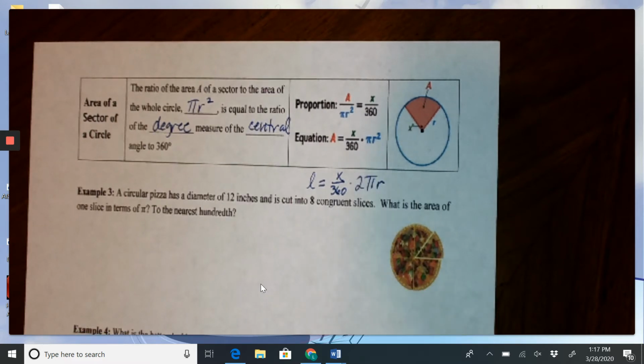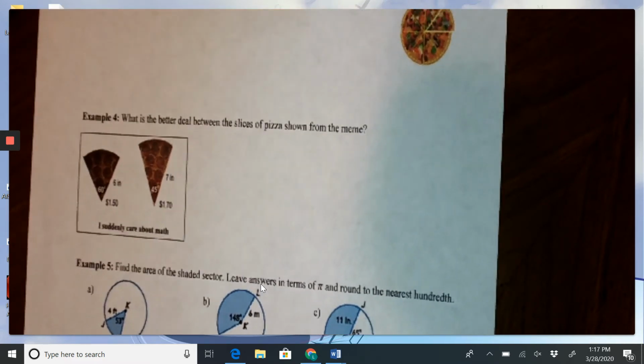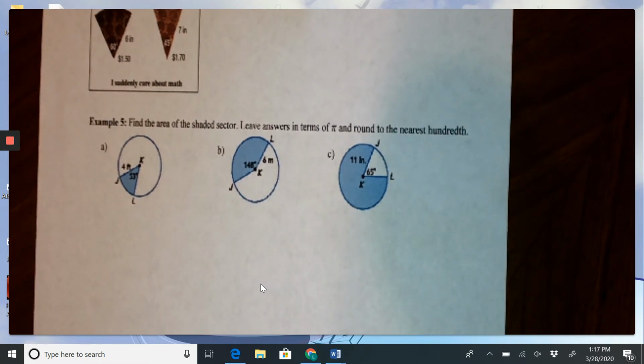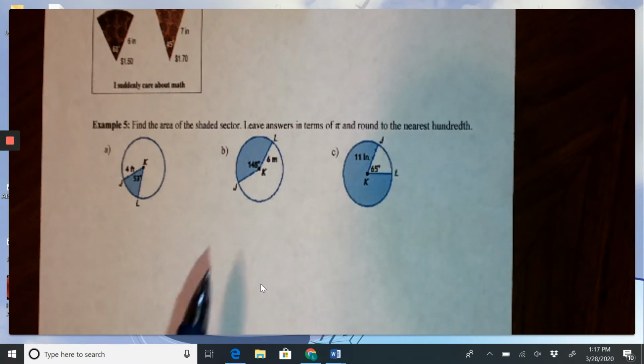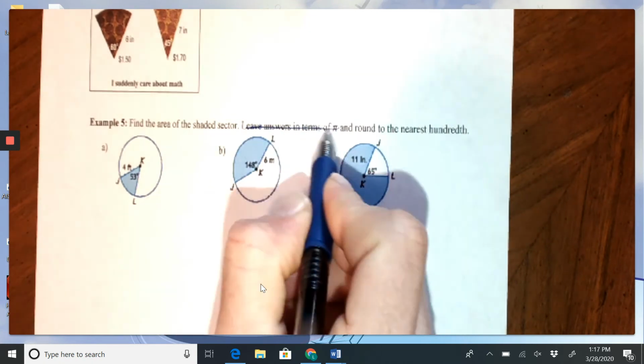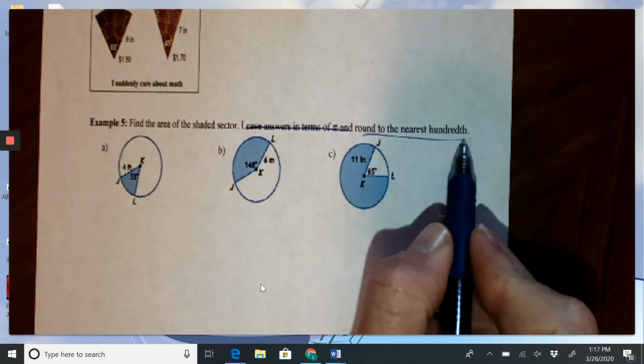We're going to jump to the bottom of these notes to examples 5, A, B, and C, so we can look at some beginner plugging into the formula to start. Also, our directions tell us to leave it in terms of pi. We're not going to focus on that right now. We're going to really just focus on rounding to the nearest hundredth.